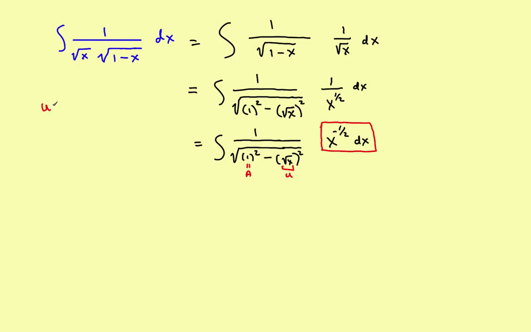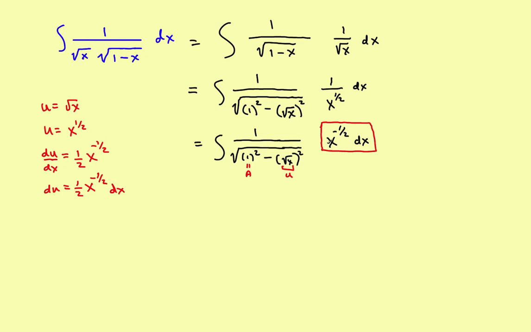So I'll let u be equal to the square root of x. Now just keep in mind that means that u is equal to x to the 1/2 power. Now take the derivative of that. So the derivative of u with respect to x is going to give you 1/2 x to the negative 1/2. And then we'll move things around. That means that du would be equal to 1/2 x to the negative 1/2 dx.